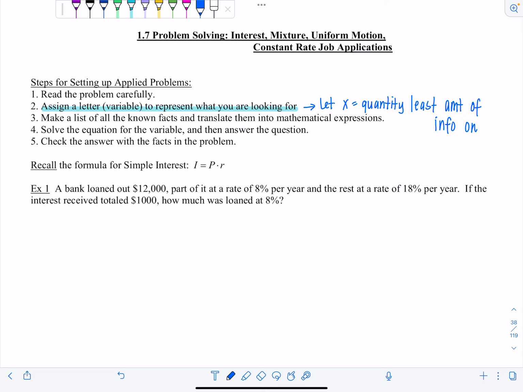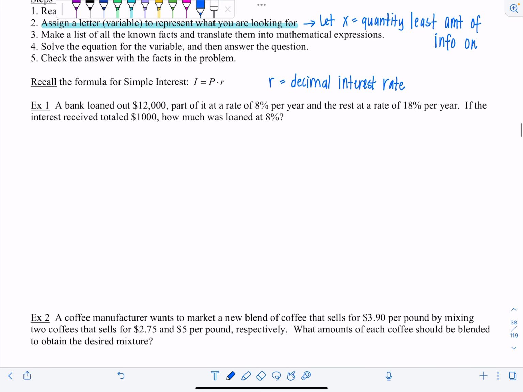So the first one is going to be an interest problem, and the formula for computing simple interest is I, the amount of interest that you have, is equal to P, the principal, how much you invest, times R. R is your interest rate, and R needs to be a decimal when you put it in the formula, okay? Decimal interest rate, so not as a percentage. Okay, so let's look at an example here.